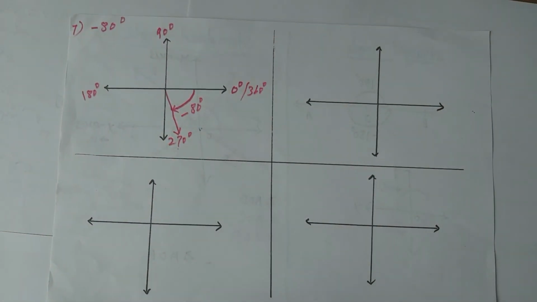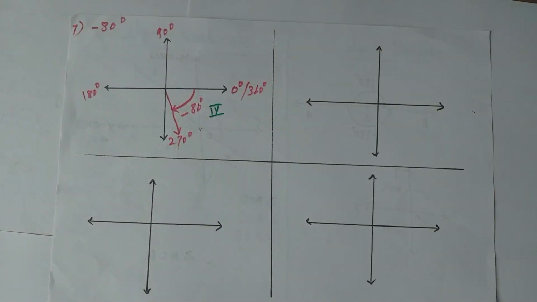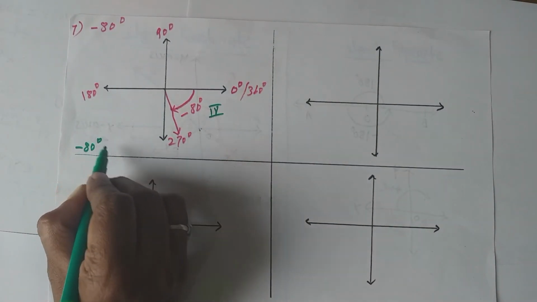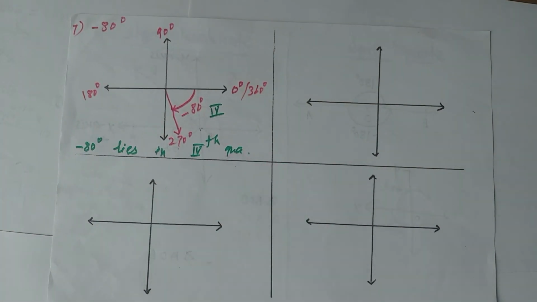In which quadrant is this? This is in the fourth quadrant. Therefore, you write down minus 80 lies in fourth quadrant. Minus 80 degree lies in fourth quadrant. Okay. Now see the next.